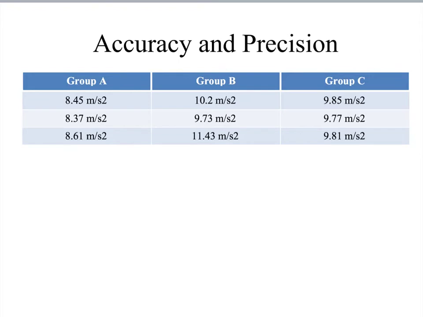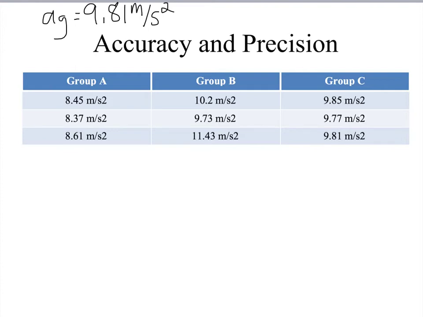So let's take a look here and see if we can figure out, by looking at this data, what is accurate and what is precise. So these 3 groups may have been students just like you. And they were doing an example where they needed to find the acceleration due to gravity. The accepted value of the acceleration of gravity is 9.81 meters per second squared. And this experiment has been done thousands, if not millions of times. So that's a very sure number, okay?